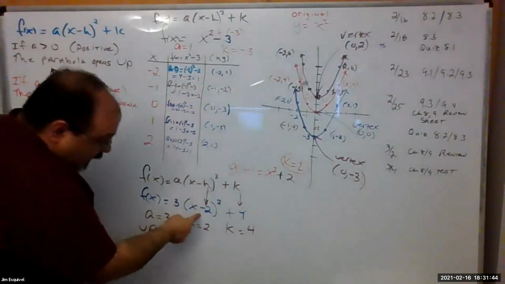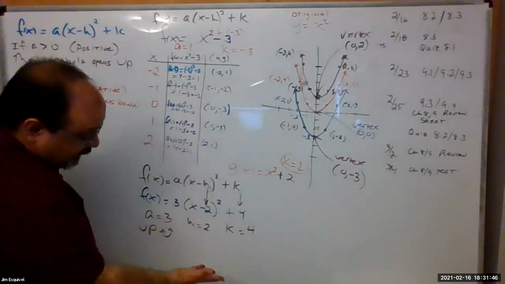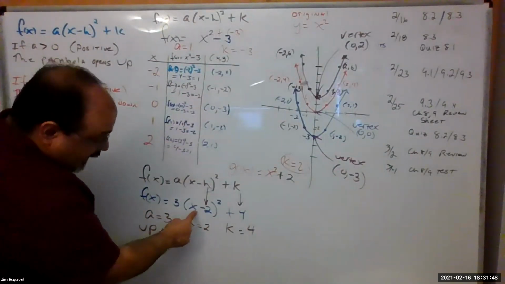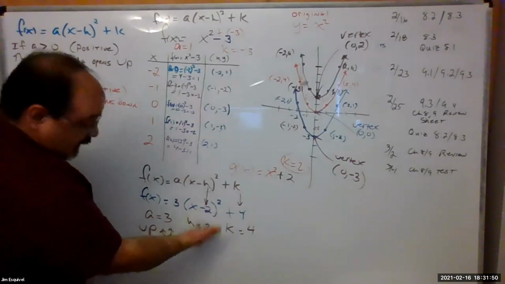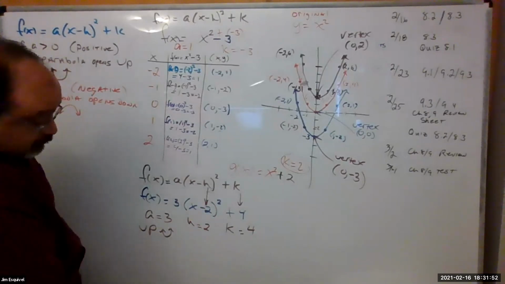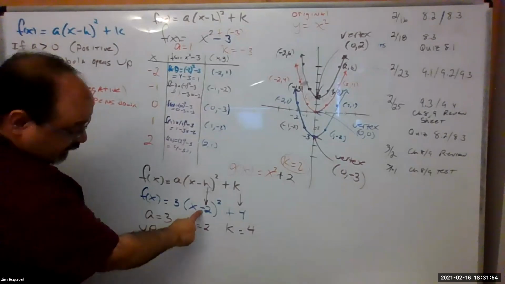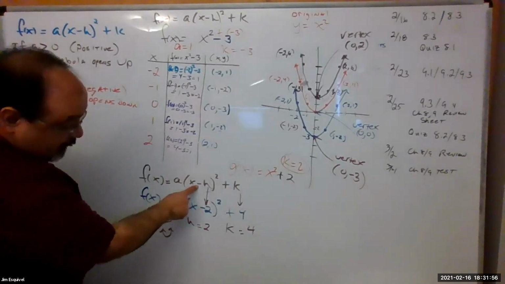So positive. X minus, what would H have to be in order to be an X minus 2? It would have to be a positive 2, because the negative is right there. That's this negative from the formula.